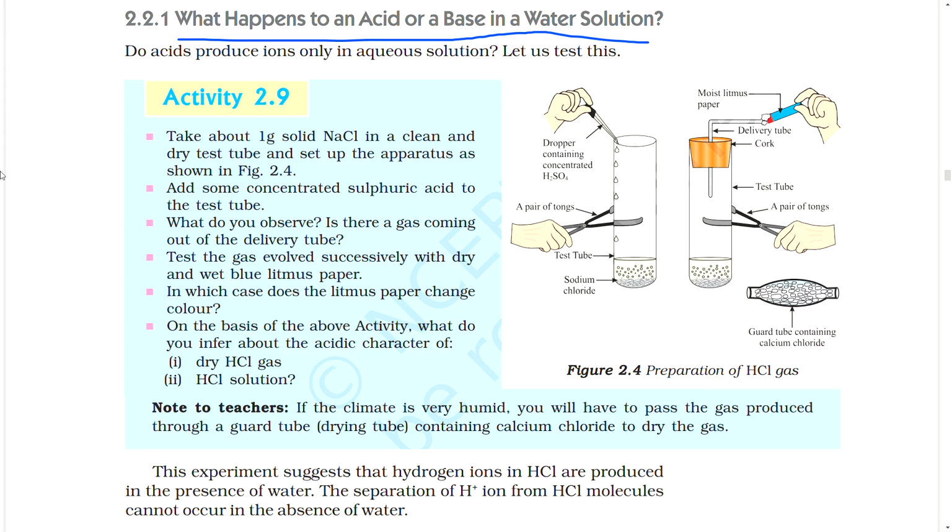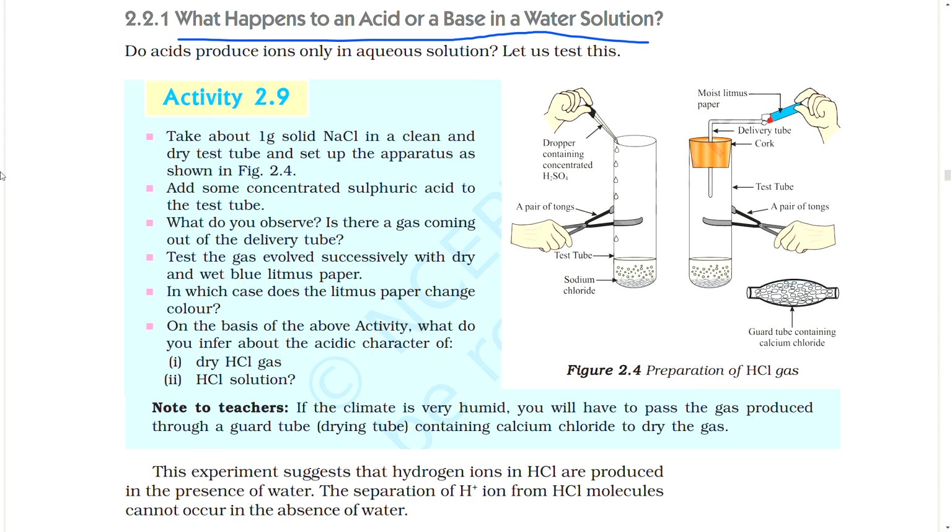Let us test this. Activity: take about 1 gram of solid NaCl in a clean and dry test tube and set up the apparatus as shown in the figure. Add some concentrated sulfuric acid to the test tube. What do you observe? Is there a gas coming out of the delivery tube? Test the gas evolved successively with dry and wet blue litmus paper. In which case does the litmus paper change color?